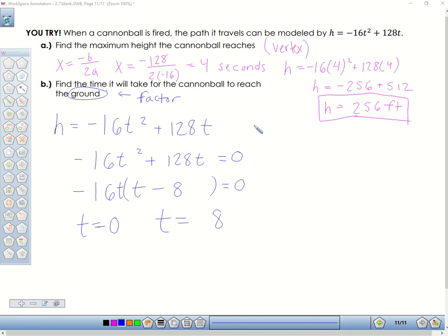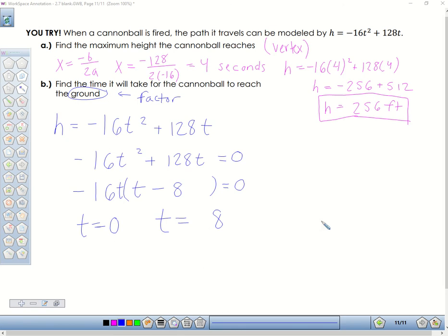The next part of the problem says, find the time it will take for the cannonball to reach the ground. Anytime you talk about ground, that means that your height becomes 0. Because if you're on the ground, you don't have any more height. When your height is 0, that's basically an x-intercept solution, same thing. So in that case, you're either going to factor, or if all fails and you can't factor, you're going to use the quadratic formula. So you're basically looking for solutions.